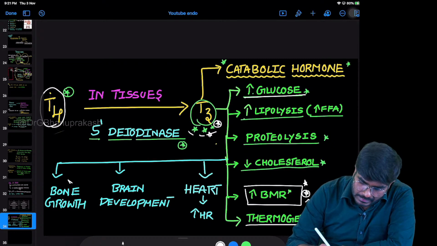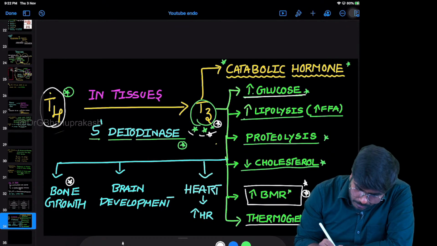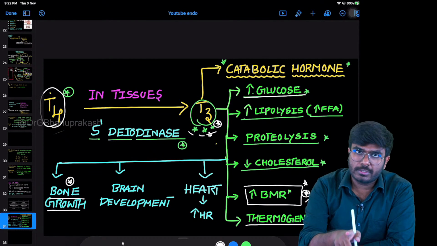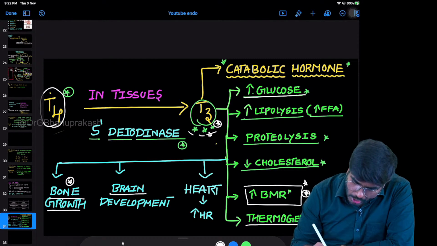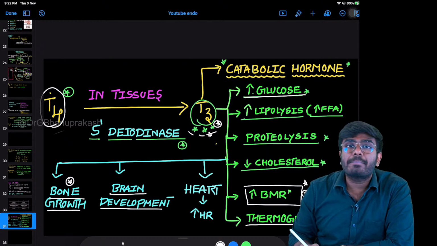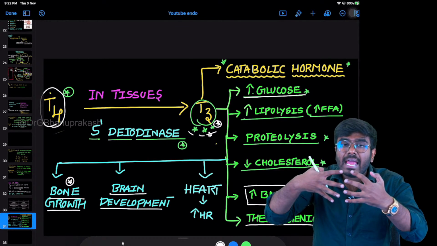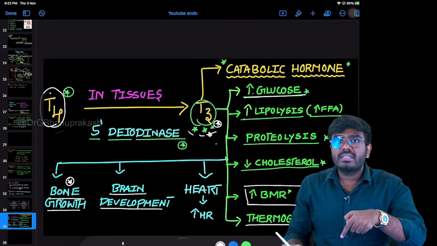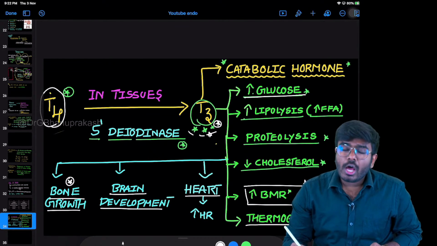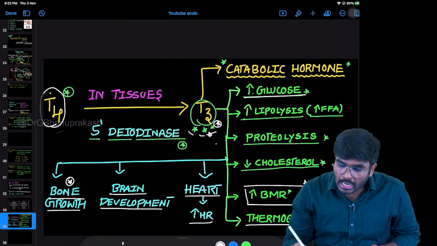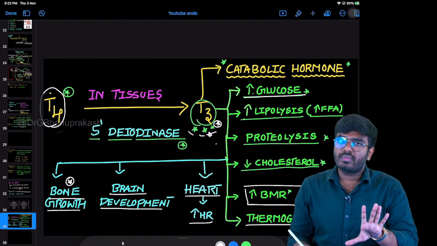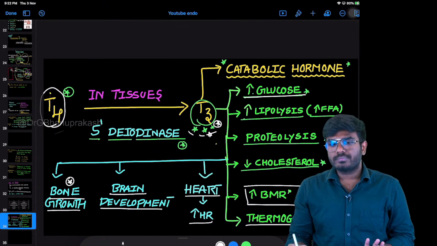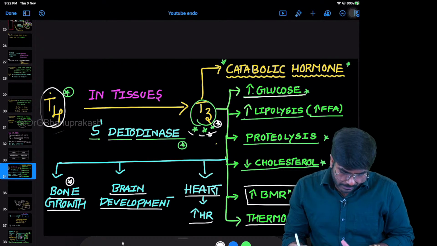Now, the T3 during childhood helps in bone growth. Not only the growth hormone, thyroid hormones are a must for growth. Now, thyroid hormones are very important for neuronal development and synapse formation. For synapse formation, you need thyroid hormones. And thyroid hormone acts on the heart and increases the heart rate. How it will increase the heart rate, we will discuss, don't worry. So, in this one slide, I am just giving all the important functions of thyroid hormone. Now, let's see one by one.